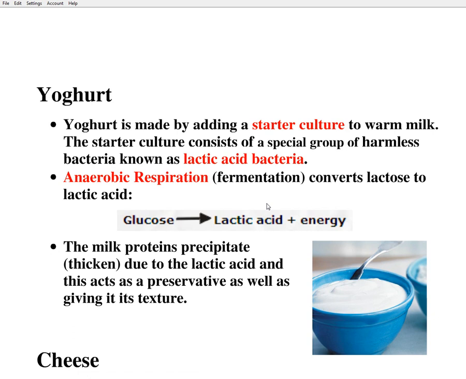That acid also causes proteins in the milk to precipitate, which basically means they start to lump together, and rather than being soluble, dissolved in the liquid milk, they come out, thicken, and lump together as a solid, and so that's what causes the milk to thicken. So this lactic acid causes the milk proteins to precipitate, which makes the milk thicken, and that's what gives yogurt its texture. So the lactic acid is what makes the yogurt thicken and gives it its sour taste.